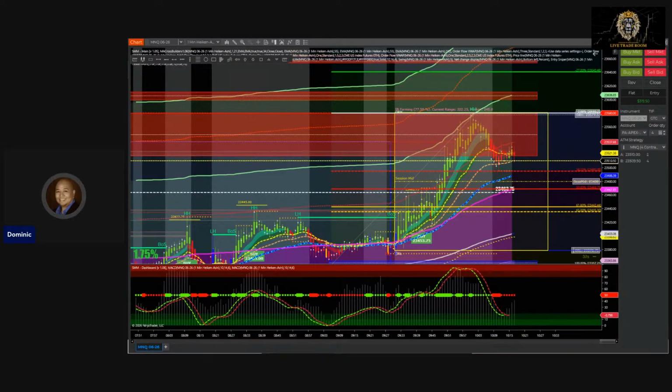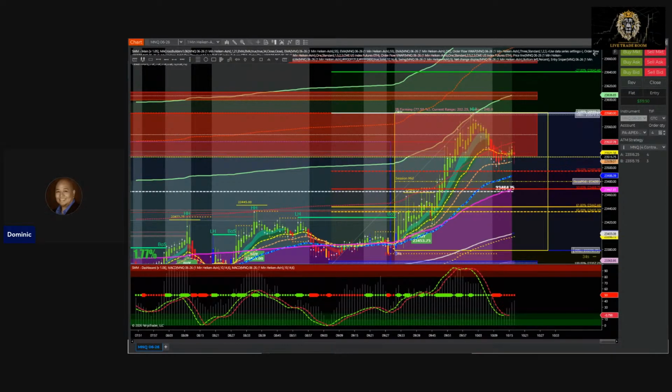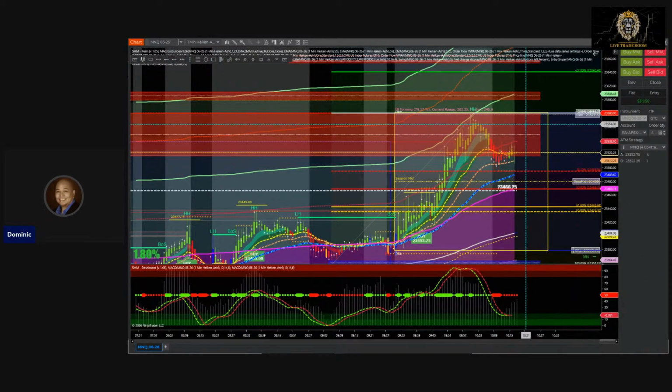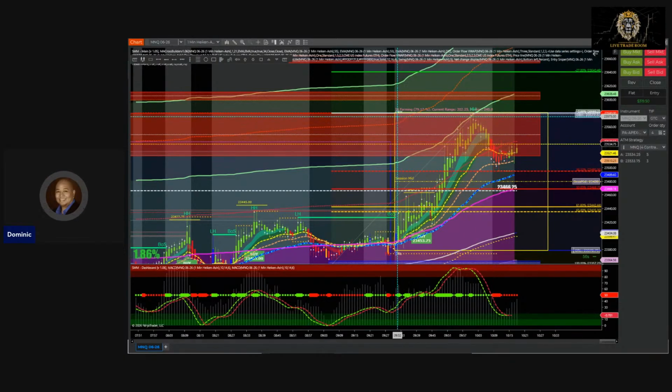See, it's kind of weak. So I'm not entering. It's kind of weak. And again, we're at this zone right now. It's a big zone, sell zone. May get all the way to the top here and come back down. As you can see, this white line.